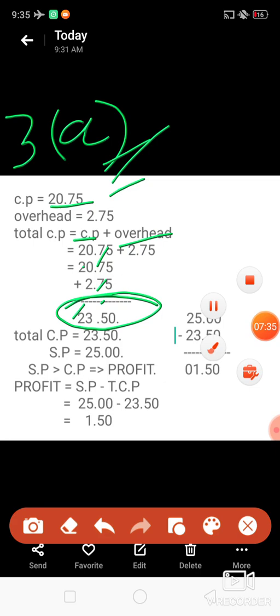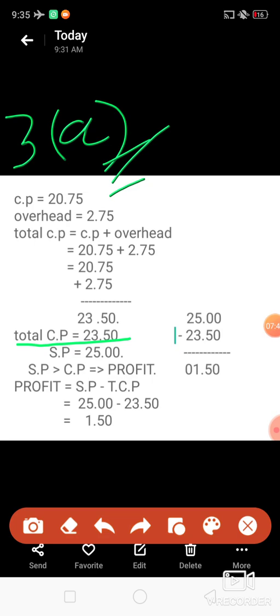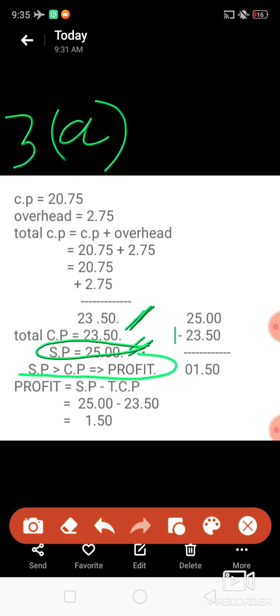Okay, 23.50 is your total cost price. Now this is your total cost price, 23.50, and selling price, just see in your book, it is given 25.00. Now which one is greater? Selling price is 25.00 and cost price is 23.50. So selling price is greater than total cost price, so there is a profit, means we are selling for more money, so there will be profit.